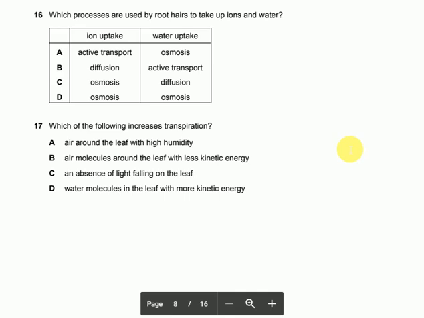Anyways, question number 17. Which of the following increases transpiration? Okay, interesting question. Air molecules around the leaf with less kinetic energy. Take out A. Air around the leaf with high humidity. Take out B. An absence of light falling on the leaf. Again, take out C. Water molecules in the leaf with more kinetic energy increases transpiration. Take D. That was dumb. Sorry. 18.